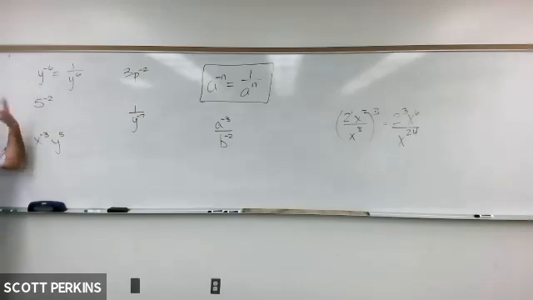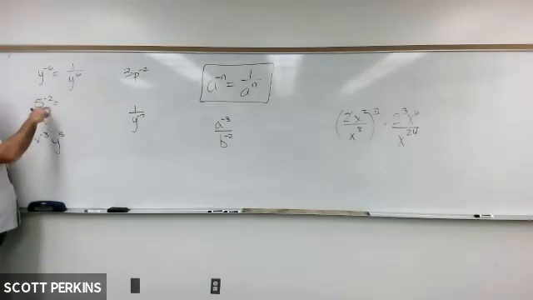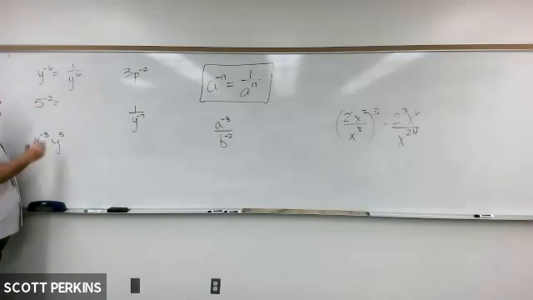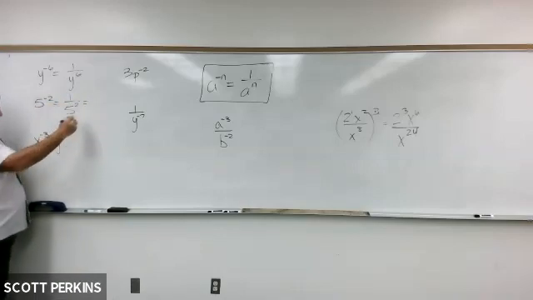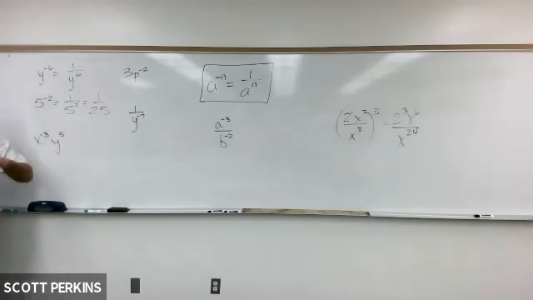5 to the negative 2. Again, this is a pretty straightforward problem. According to the rule for negative exponents, I'm going to change this into what? 1 over 5 to the 2nd. I changed the exponent. And then, yes, if you said 5 to the 2nd, that's 25. It's 1 over 25. You don't do any evaluating with the exponent negative.